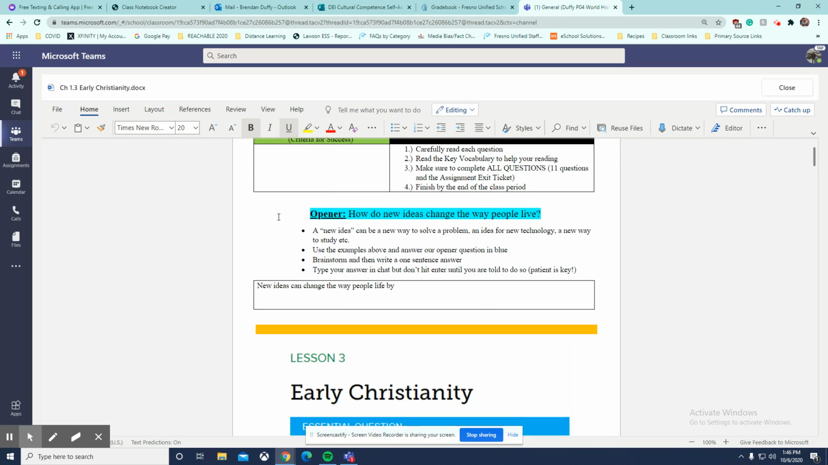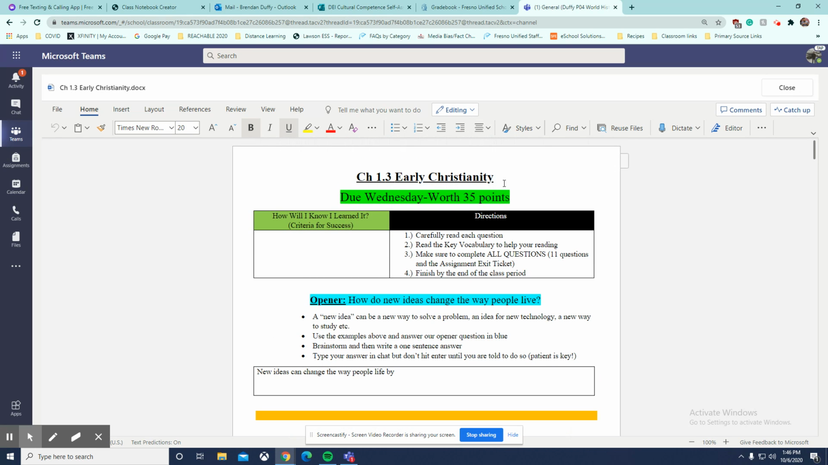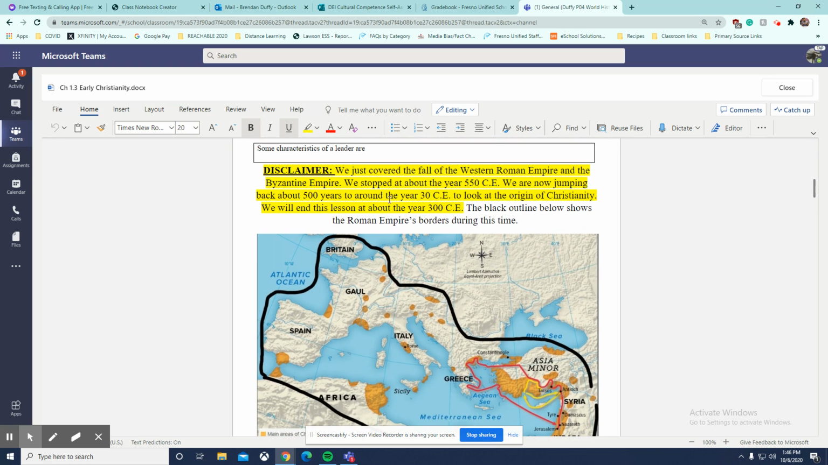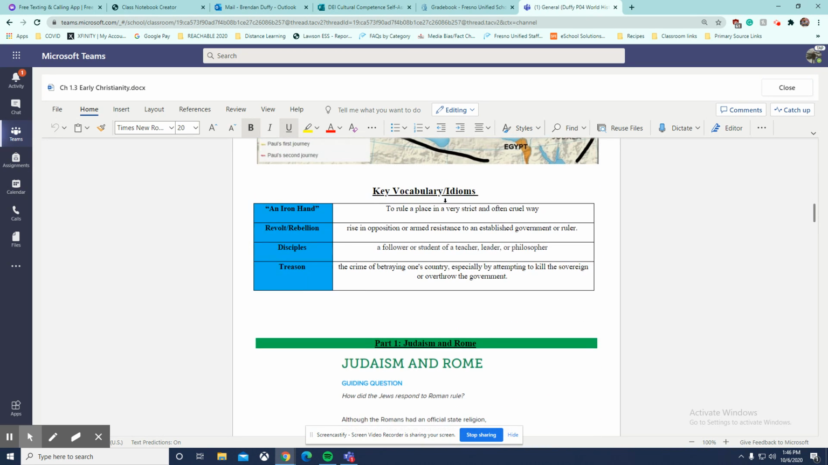Read these directions. Do the opener question to make sure that you're brainstorming, thinking how new ideas change the way people live, because this is focused on how Christianity begins, and therefore it is some new ideas that will change the way people live. So we did all this. The map is a visual here to show you the era we're talking about and reminding you that we have jumped back in time a little bit, and we're now talking about Rome before the fall.